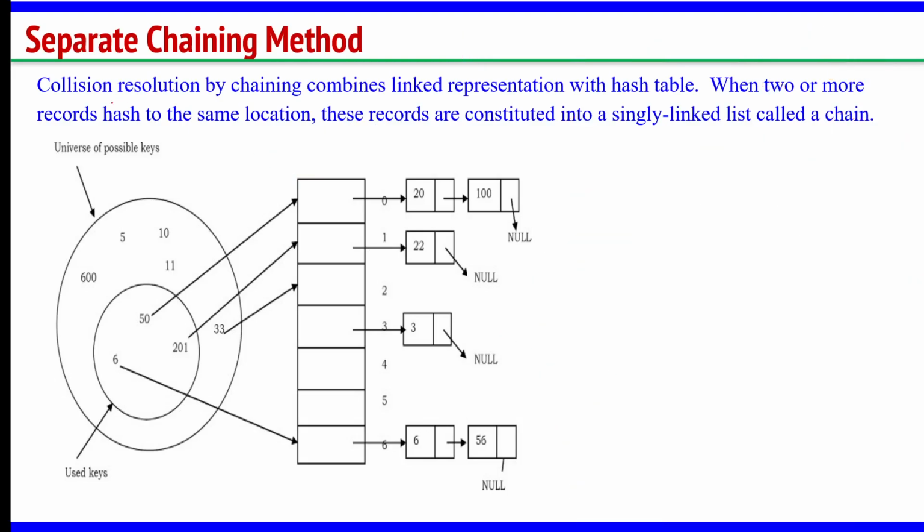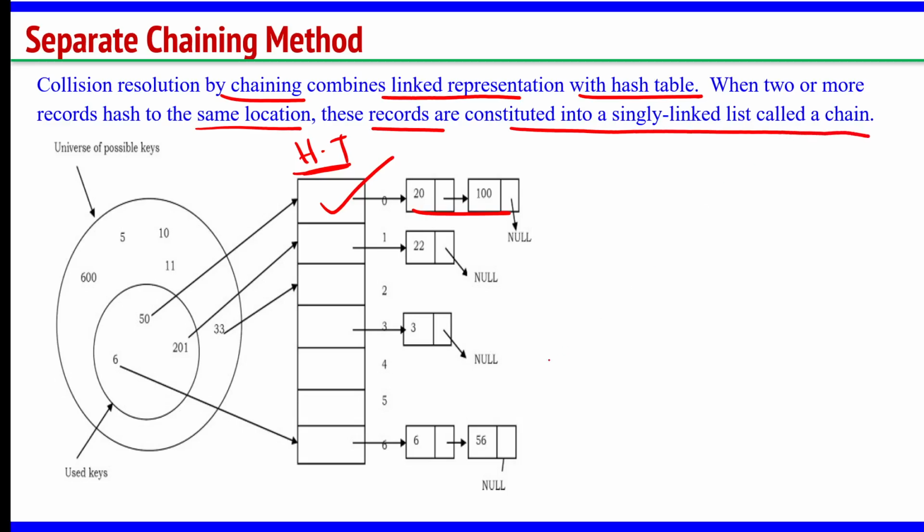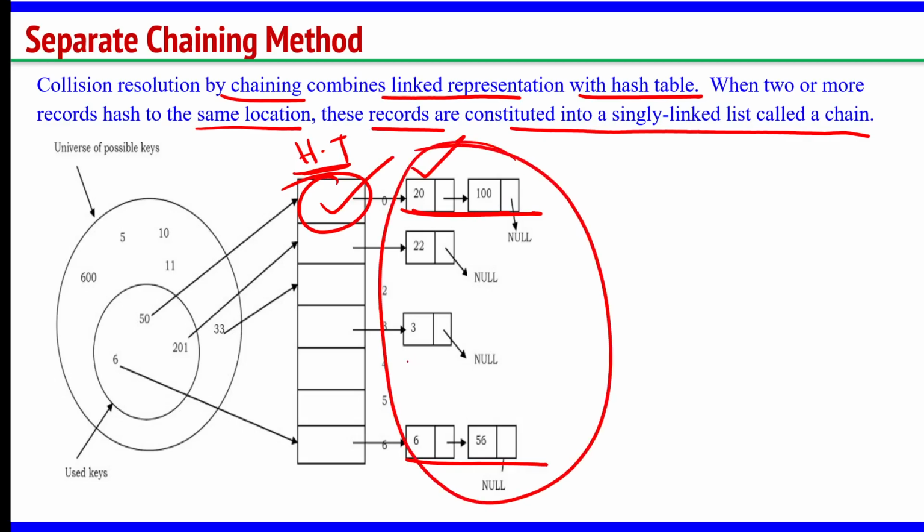Collision resolution by chaining combines linked list representation with the hash table. This is my hash table, and we are combining that linked list with this hash table. When 2 or more records hash to the same location, these records are constituted as a single linked list called a chain. Like this, you are forming a single linked list where the starting address of the list is stored in this hash table. This is one way you can avoid the collision, but the drawback here is you are unnecessarily creating memory for this extra linked list. This itself is extra, an additional burden when using the separate chaining method.